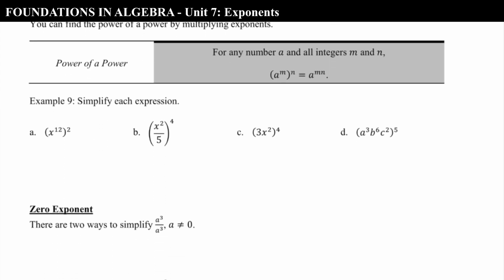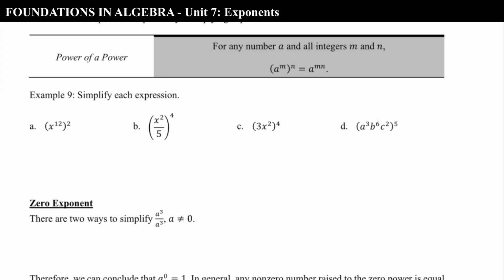So let's look at a few examples here. We're going to simplify each expression. For a, we're going to multiply the exponents, and that gives us x to the 24th. For b, we're going to take x squared to the 4th by multiplying the exponents, and we're going to take 5 to the 4th, and that's going to give us x to the 8th when we multiply those exponents on the top, and 5 to the 4th is 625.